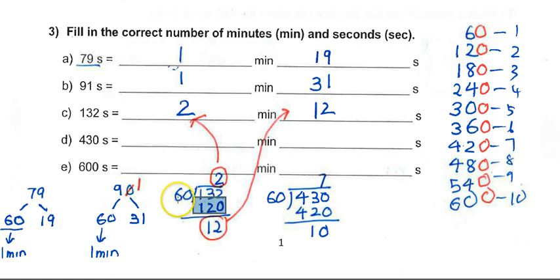120 divided by 60 is 2. So you have 2 minutes in 120, and the remainder, 132 minus 120, is 12 seconds. Gives you 12 seconds here. Therefore, 132 seconds is 2 minutes and 12 seconds, right? Let's carry on.